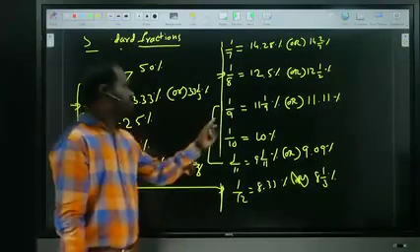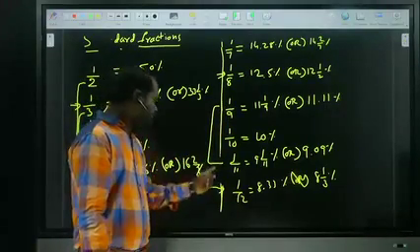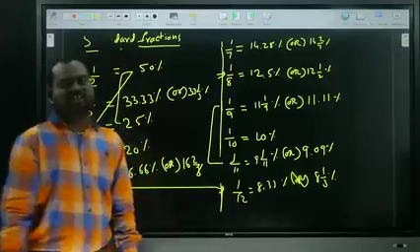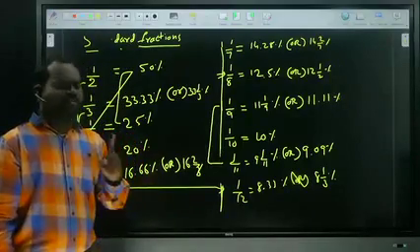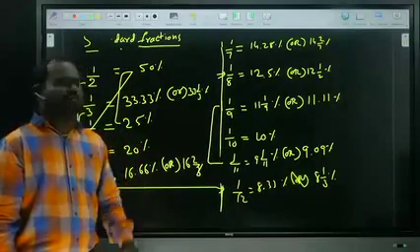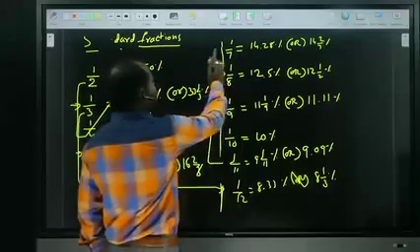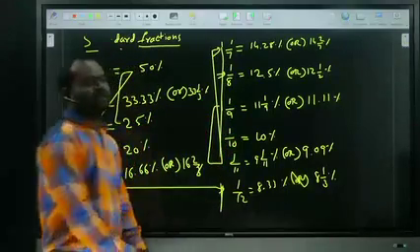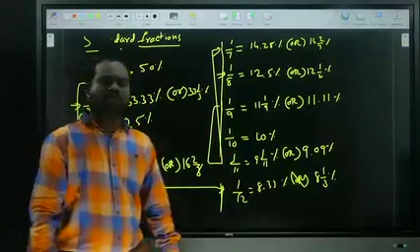Now, what is 1 by 9? 11. What is 1 by 11? 9. Is it clear? Right? Now, what is the balance? 1 by 7. He was the lone person. We should remember this one in this way only. 1 by 7 is 14.28, or 14 2 by 7.